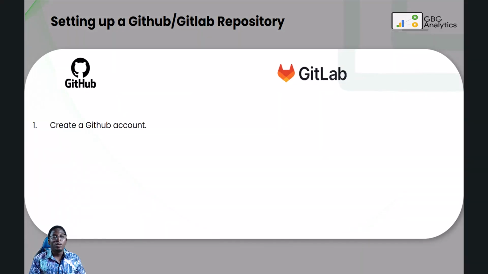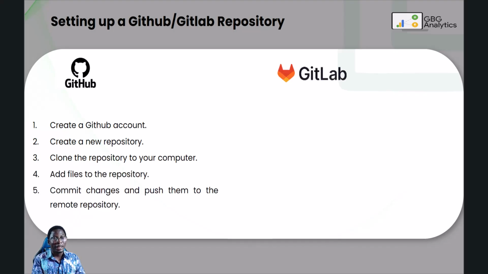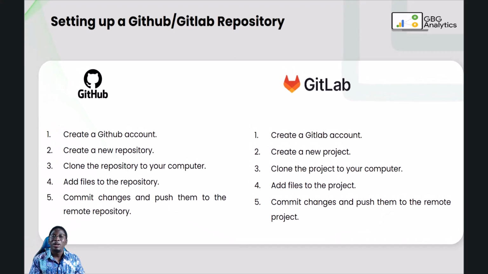Let's see how to set up a GitHub and a GitLab repository. For GitHub, what you need to do is first create a GitHub account, and then you create a new repository, and then you can clone the repository onto your computer. Then you add your file to the repository, and then you commit changes and push them into the remote repository, which is on GitHub. The same thing also applies to GitLab. You just follow the same process that you did for GitHub. You create the GitLab account, you create a new project on GitLab, you clone the project to your computer, you add your file to the project, then you commit changes and push them into the remote repository on GitLab.